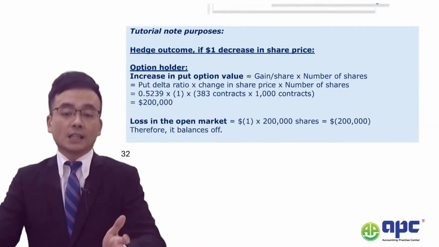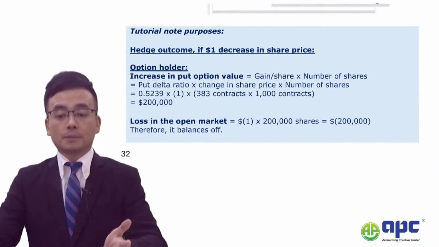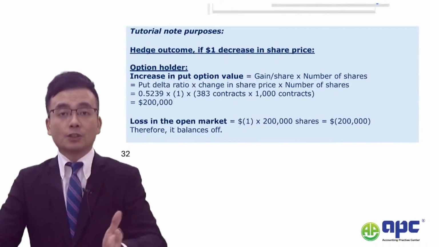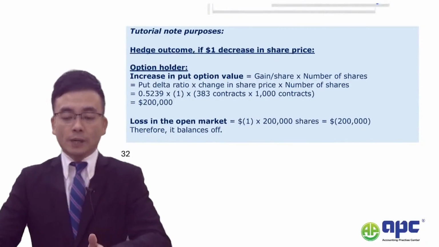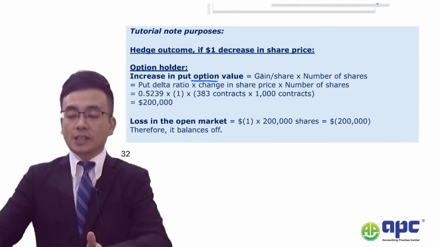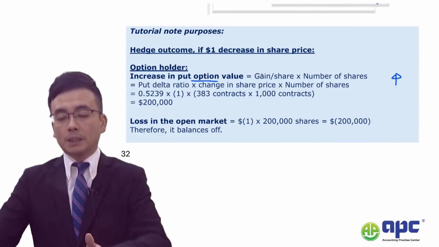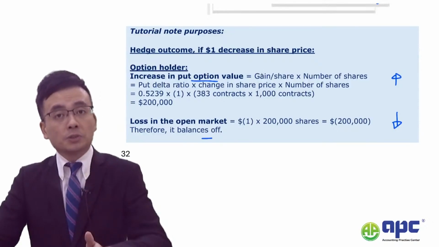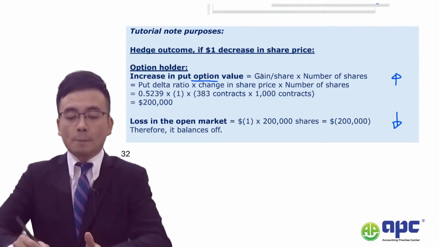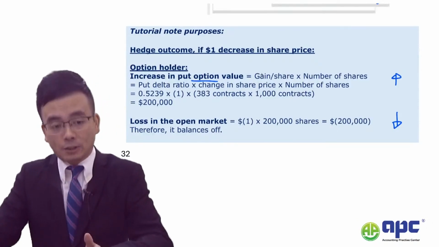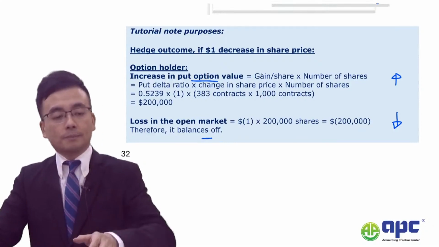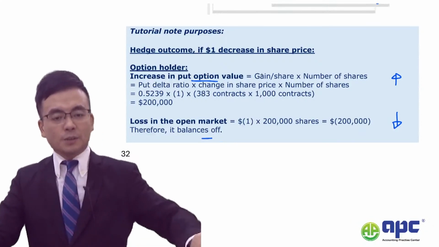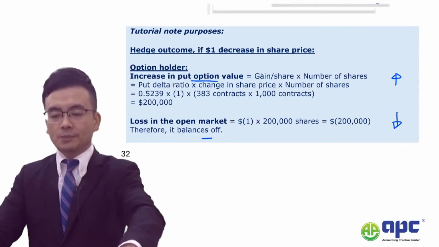Now, of course, you can see the hedge outcome. So, for example, if the share price reduces by $1, well, the put option value will increase because you gambled it in the right way. But in the open market, the share value will reduce by $200,000. And that's why it balances off, which means hedging works. But you don't really have to know that from my perspective anyway nowadays.